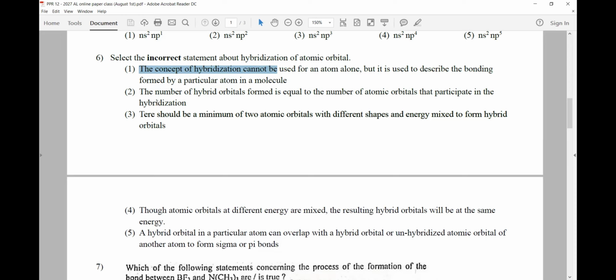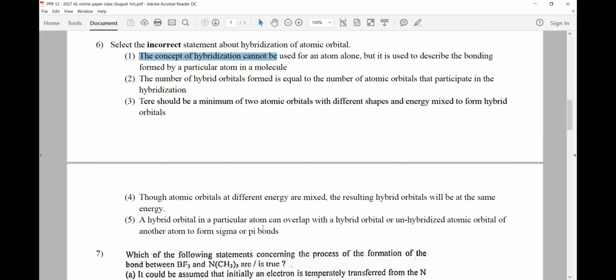The second one is also correct, as I explained. Third one: there should be a minimum of 2 atomic orbitals. That is also true. The smallest hybridization is sp. There you have different orbitals, because the same orbitals are not going to mix anyway. Even though the s and p orbitals are at different energies, the hybrid orbitals are at the same energy, and that energy will be somewhere in between the s orbital and p orbital energies.